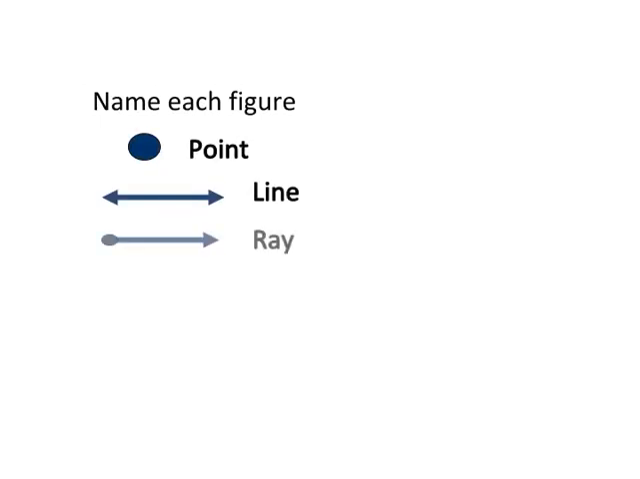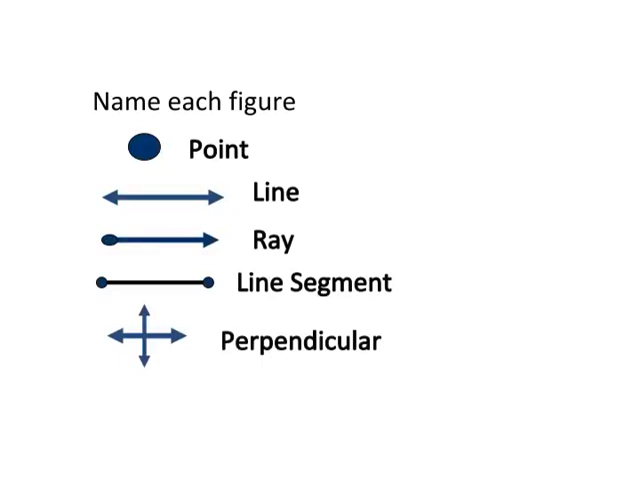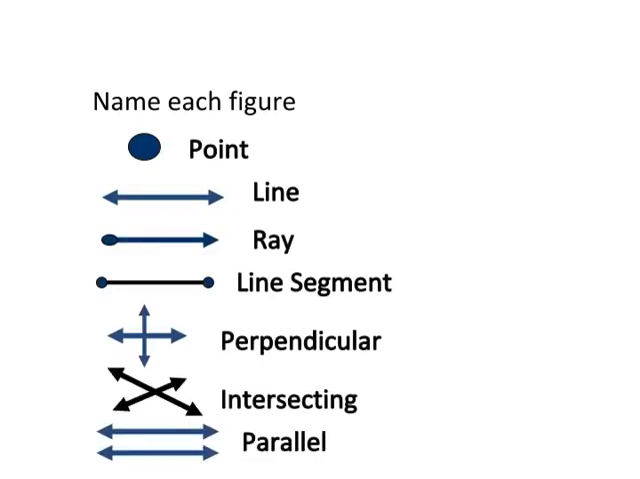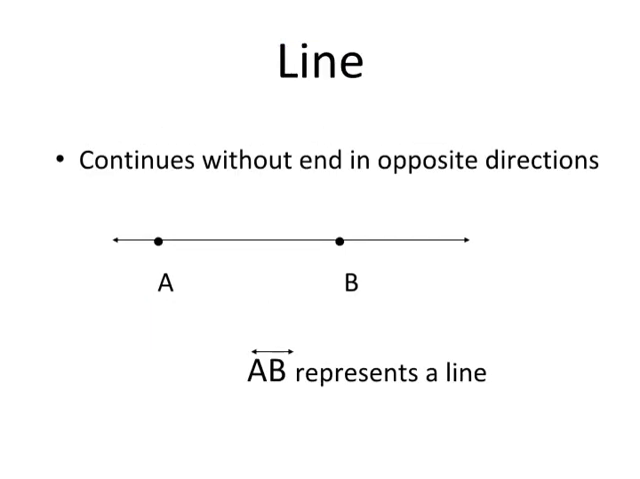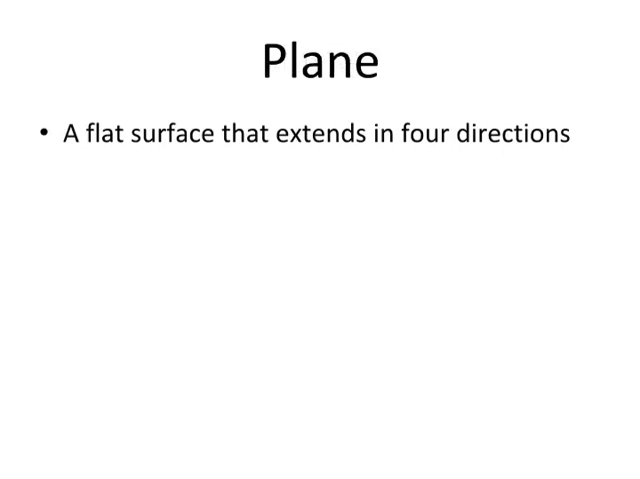Let's review the name of each figure. Point. Line. Ray. Line segment. Perpendicular. Intersecting. Parallel. Point: a position in space, has no size, only location. D, B and N represent points. Line: continues without end in opposite directions. AB represents a line. Plane: a flat surface that extends in all directions.